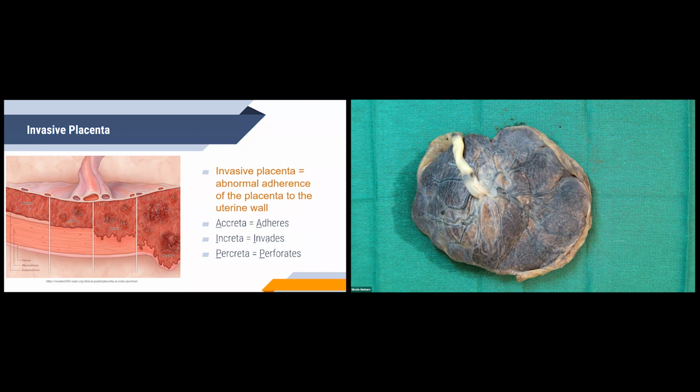Here's a diagram showing what the normal placenta insertion looks like, where it's attaching to the endometrium, and then what accreta looks like, where it's adhering onto the myometrium, then increta, when it's invading into the myometrium, and then percreta, when it's perforating through.